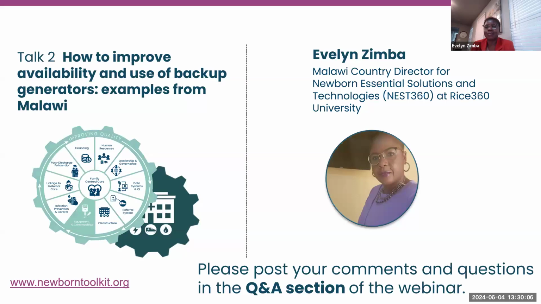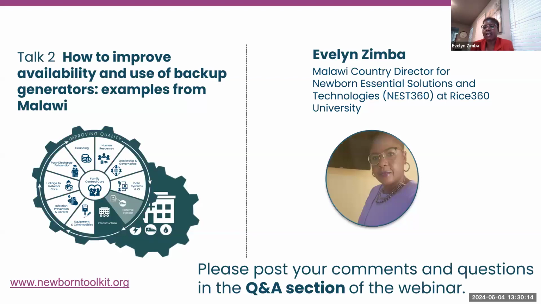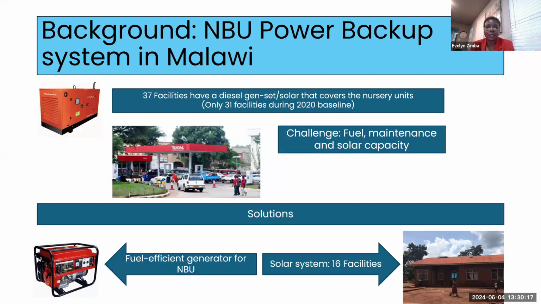Thank you, Millicent. Good morning, good afternoon. So I'll be sharing experiences from Malawi in terms of power backup systems in the nursery unit. But before I talk about the nursery units, I would like to share a brief background on the electricity supply in Malawi. In Malawi, the national grid is supplied through hydroelectric power, but the capacity of the national grid cannot meet the demands of the country to cover 24/7. And having a backup power is a must.